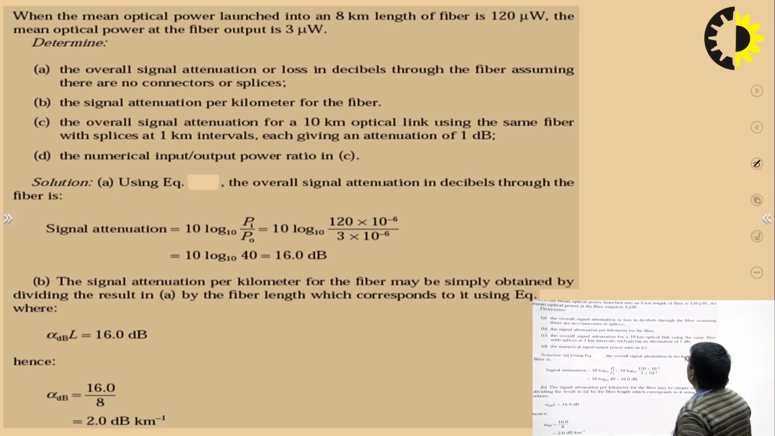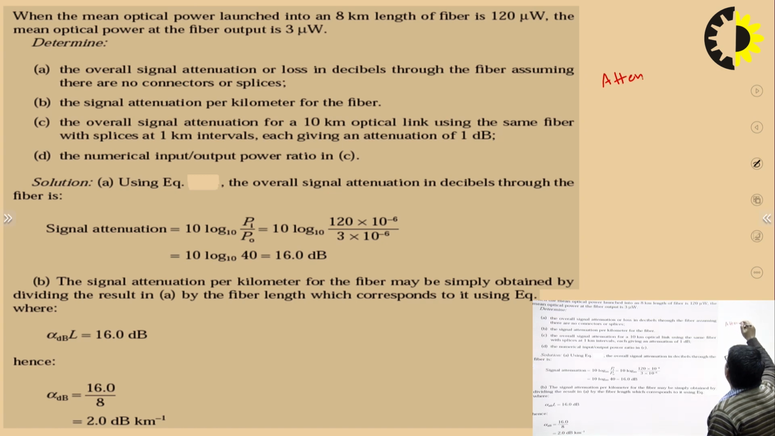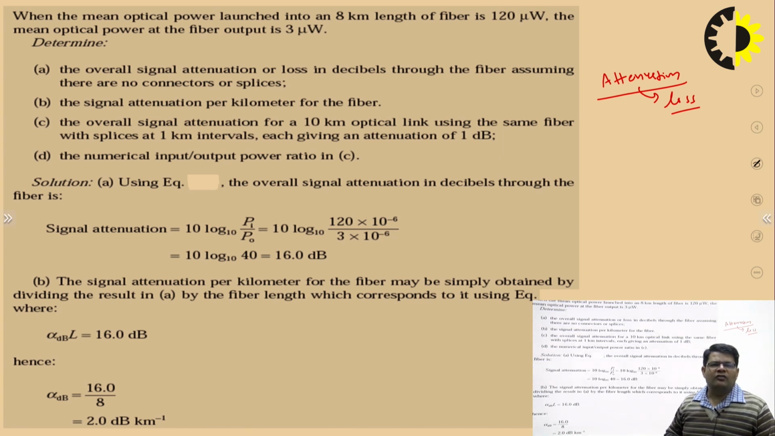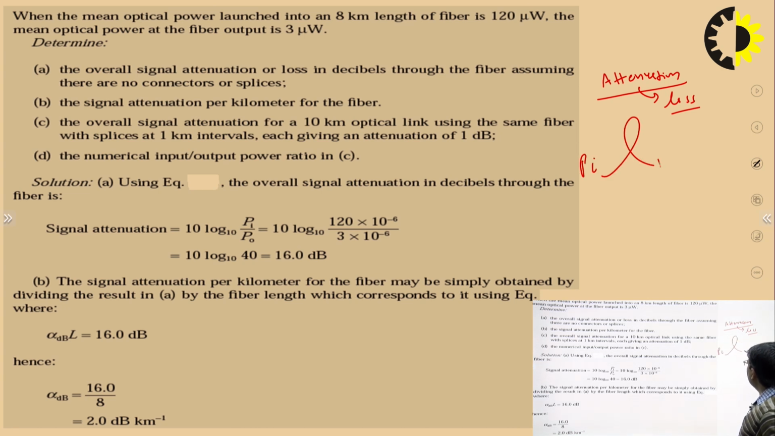The next numerical problem is related to attenuation. And we know that attenuation is also known as the loss. Basically, attenuation or loss is the reduction in the strength or power of the optical signal while propagating through the fiber. So in the fiber, there will be a power entering into the fiber and there will be a power at the output of the fiber. So this Pi is generally known as the input power and this is known as the P output power.